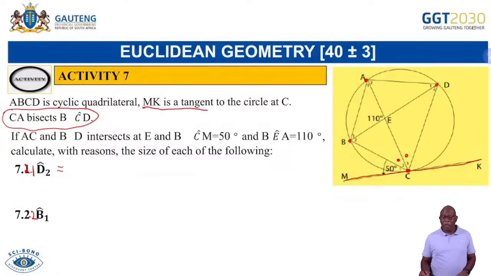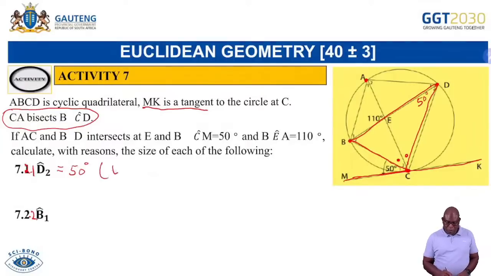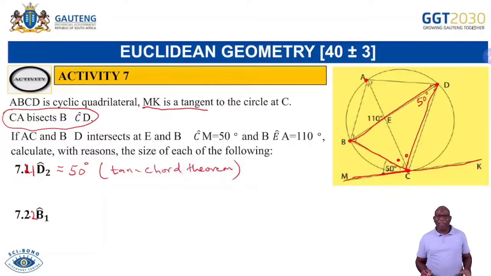So I work from the sketch. This is the angle between the tangent and the chord. Can you see? From that theorem statement, you remember? So that angle here will be 50. So this angle will be 50. I must give a reason. The reason will be tan chord. That's all you write, tan chord theorem. You don't write the theorem statement, you just write it.